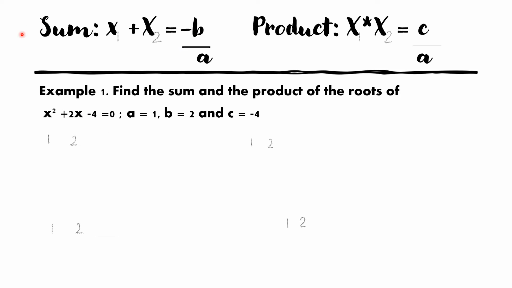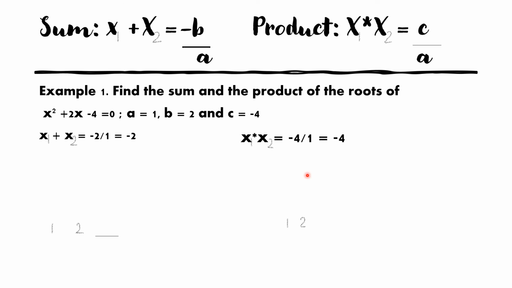So I have here the formula for the sum, and here the product. Simply, we'll get the sum first. x sub 1 plus x sub 2 is equal to negative b, and our b is 2, so negative 2 over 1, which is equal to negative 2.